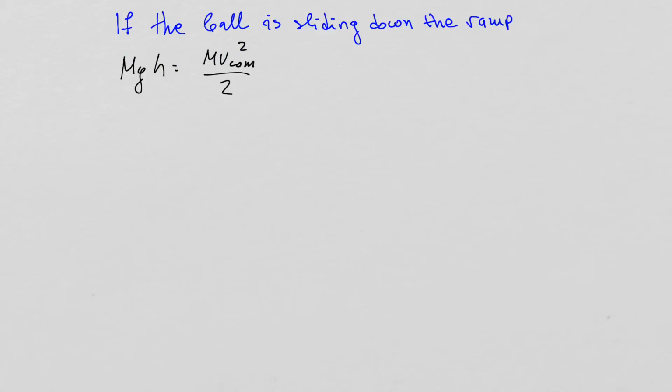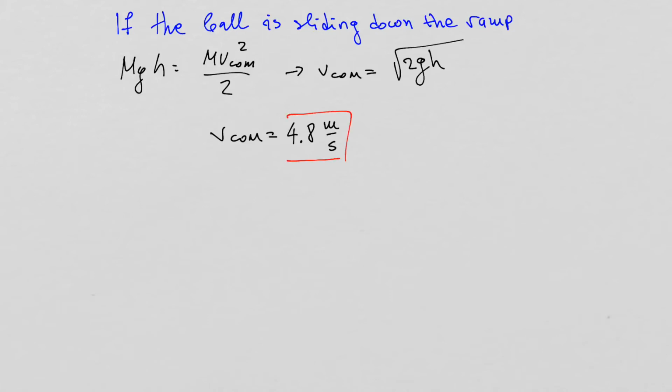From conservation of energy, I simply have that the gravitational potential energy at the top of the ramp is equal to the kinetic energy at the bottom of the ramp. And from here, the velocity of center of mass is simply equal to the square root of 2gh. And so the velocity of center of mass in this case is equal to 4.8 meters per second.